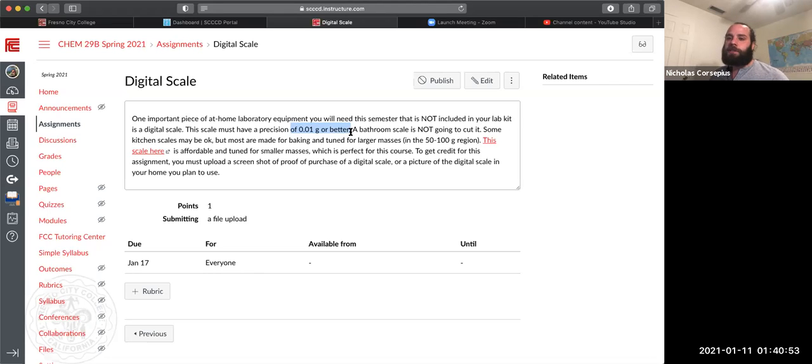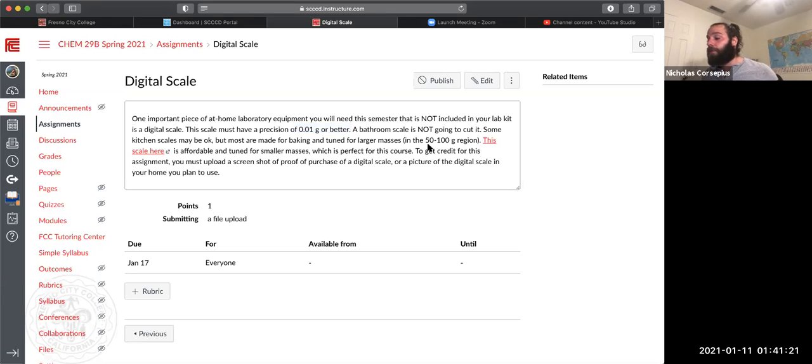Unfortunately, I have a kitchen scale. Maybe other people do, if you're a baker or something like that. Unfortunately, those scales tend to be tuned for masses in the 50 to 100 to 300 grams range. Nobody uses 0.01 grams of flour when they're baking, right? Those sort of kitchen scales aren't usually tuned down to the lower end of the mass spectrum, which is what we're going to need here.